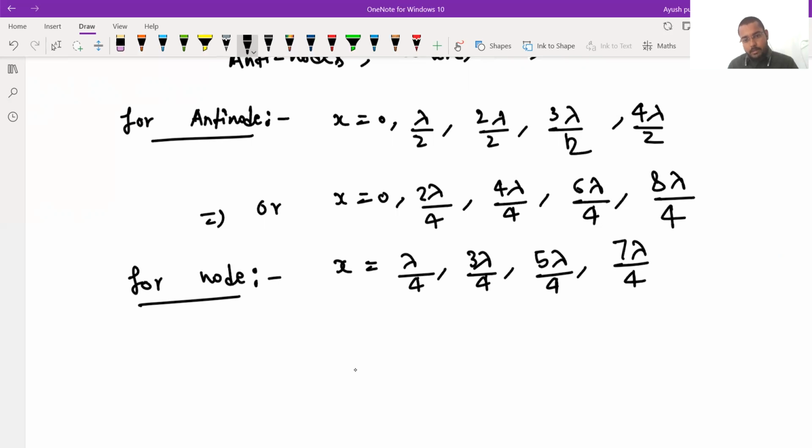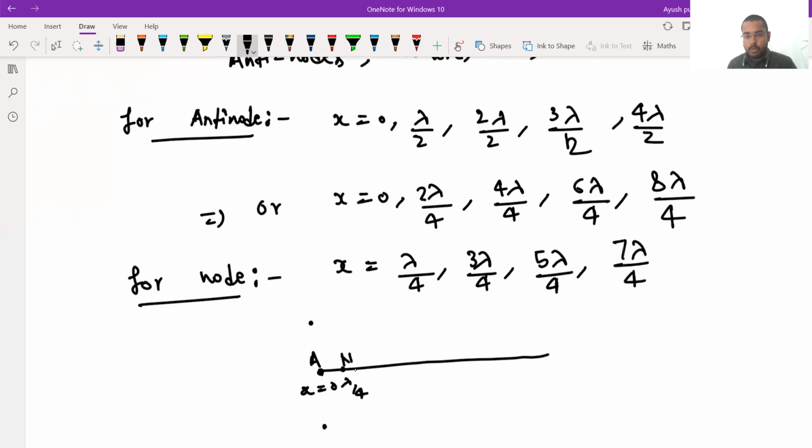Now let's take a string in which we are trying to form the standing wave. This point will be x equal to 0, of course. At x equal to 0, what is getting formed, node or antinode? Antinode, correct. The amplitude at an antinode is maximum. Now let's move to the lambda by 4 point. At lambda by 4, what is being formed? Node. So this is a node, and this is an antinode.